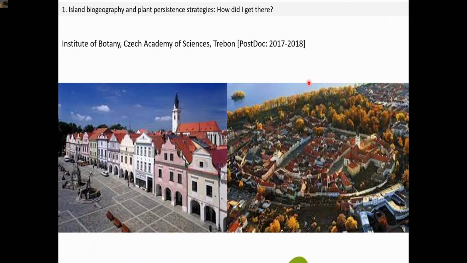And then, after this brief parenthesis into my past, and more remote past, now it's more recent past. After my PhD, I got a postdoc position with Itka Timeshova at the Institute of Botany of the Czech Academy of Sciences in Trebon, where I'm still working. And these are pictures from Trebon in South Bohemia, where I moved.